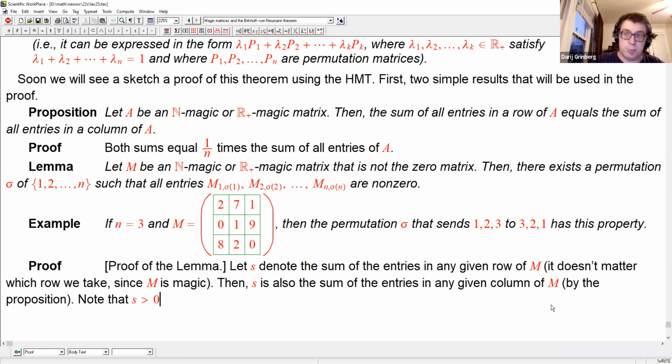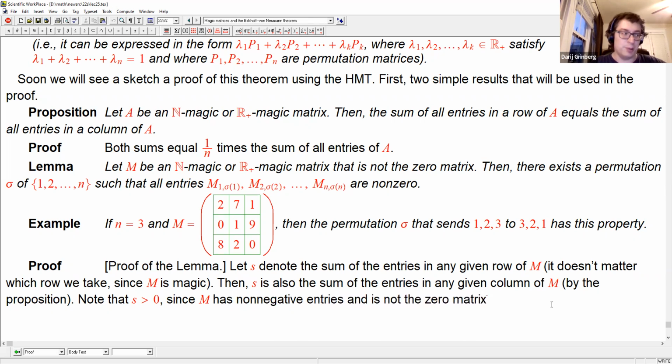Note that S is positive since M is not the zero matrix, but well, it has non-negative entries and is not the zero matrix. It has non-negative entries, but at least one of them is actually positive because it's not the zero matrix. So the sum is positive.